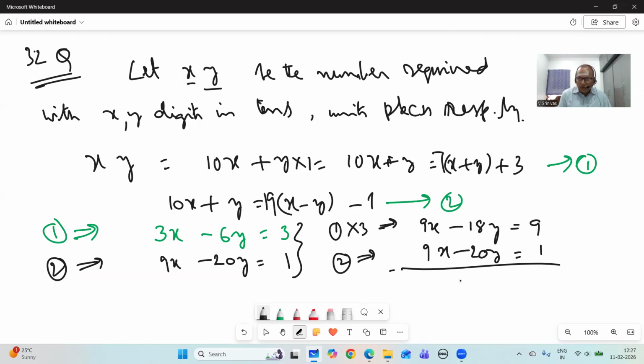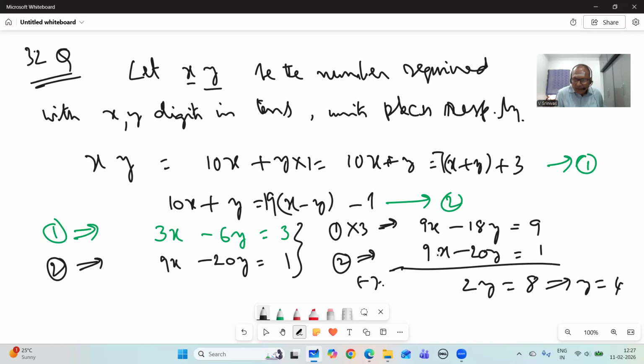So what do you get from here? If you subtract this from this, you get plus 2y. When you subtract these two, 9x gets cancelled, and this minus becomes plus, right? I am subtracting this from this, so this minus becomes plus. Minus 18 plus 20 is 2 into y is 9 minus 1 is 8. So this gives y equal to 4.